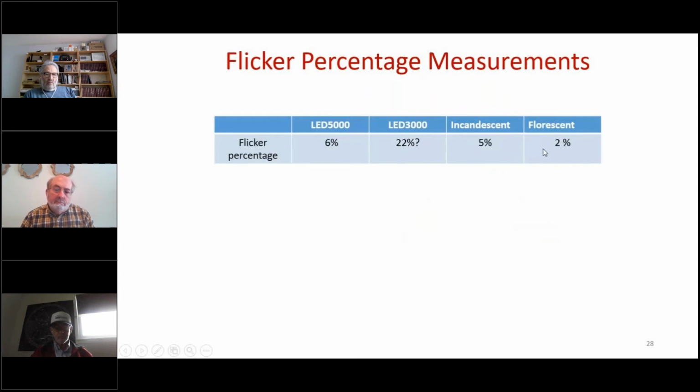So what did we get? We got fluorescent 2%, incandescent 5%, and this is questionable because I remember when I did the measurement, I got an error, LED 3000, LED 5000. We get to these two numbers later when we look at the frequency. So 2%, 5%, they make sense. These do not make sense.